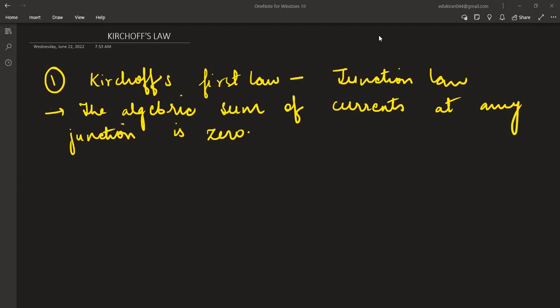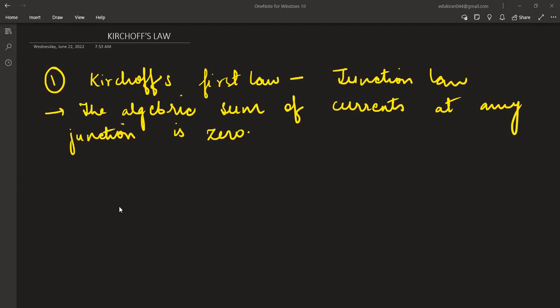So the foolproof law you have is known as Kirchhoff's law, which is valid for any circuit, whether it's a very small circuit with a single resistor or a very huge complex circuit. So Kirchhoff's law is applicable. Two laws are there, first law and second law. The first law, we call it the junction law. So the algebraic sum of currents at any junction is zero. This is what is meant by this law.